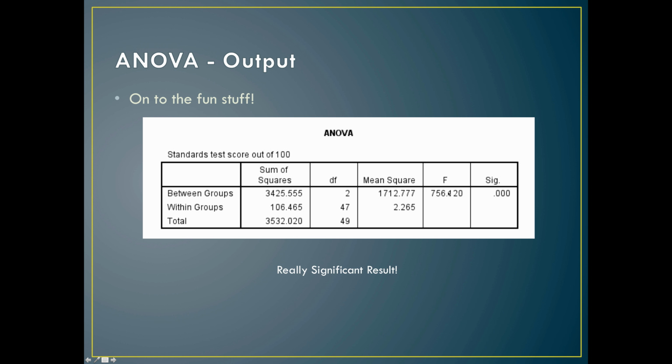So this is your F statistic, and this is your significance level. So apparently here, your significance level is 0.000, which is very, very significant because it is way less than 0.05. So since it's less than 0.05, that means you obtained significant results and you can reject the null. The way you would actually state those results would be F(2, 47) = 756.12, p < 0.05. That means that you got significant results.